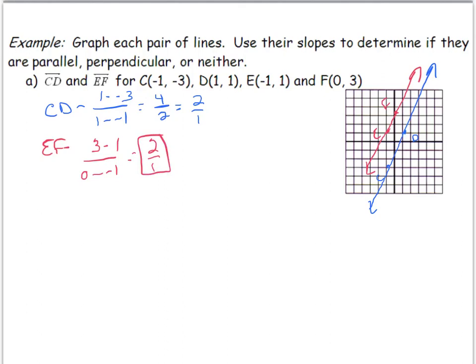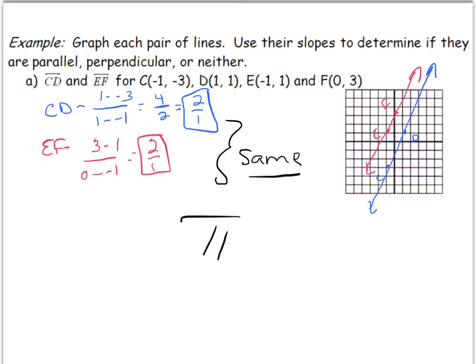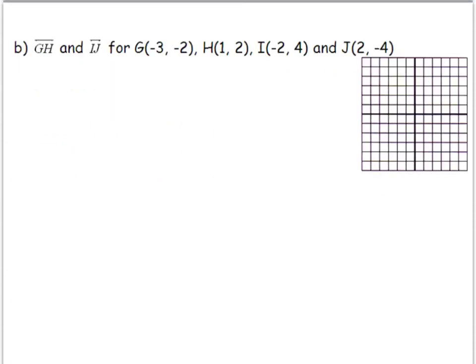Let's take a look at the slopes. Are the slopes the same, opposite reciprocals, or neither? Hopefully, you said that these are the same, and we just learned parallel lines have the same slope, so these lines are going to be parallel. What I would like for you to do is do this next one, and then we're going to come back and talk about them. Okay, so you're going to graph the line GH, IJ, you're going to find the slopes, and then you're going to tell me if they're parallel, perpendicular, or neither.